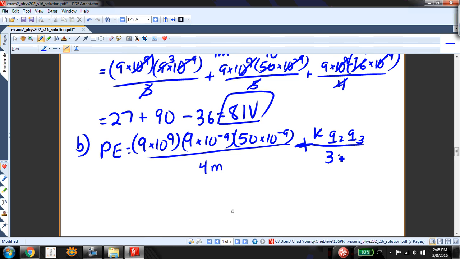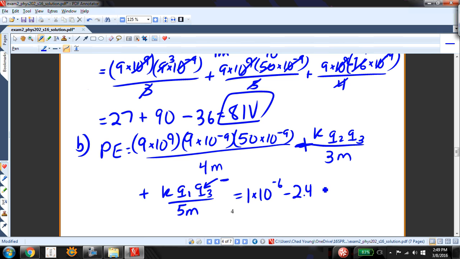That R was 3 meters plus kQ1Q3 over 5 meters, recognizing that this Q3 is a negative value, so that last term is going to be negative. If I add all those up, I find that that is 1 times 10 to the minus 6 minus 2.4 times 10 to the minus 6. I also have a negative here, minus 2.6 times 10 to the minus 7. And then that gives me the total energy, which is minus 1.6 times 10 to the minus 6 joules.